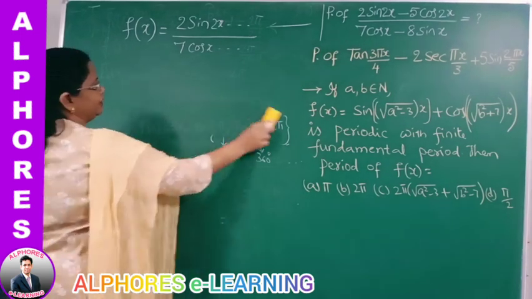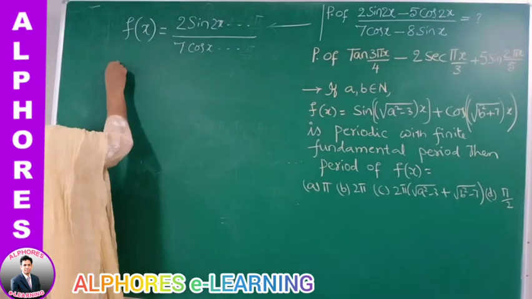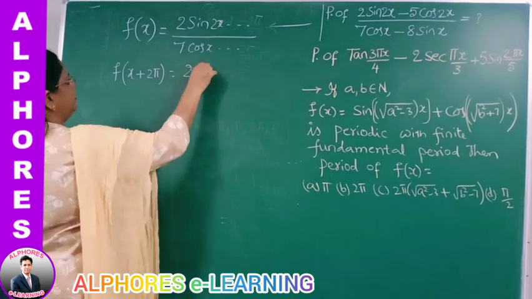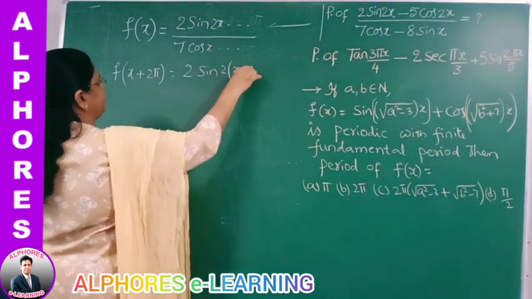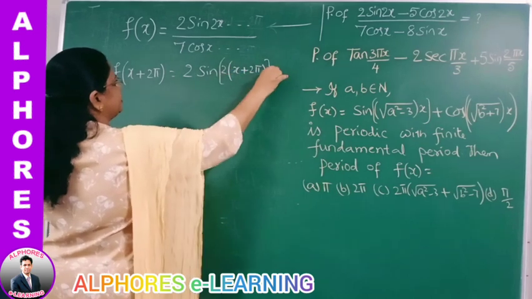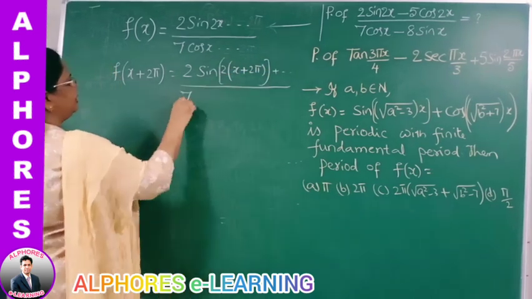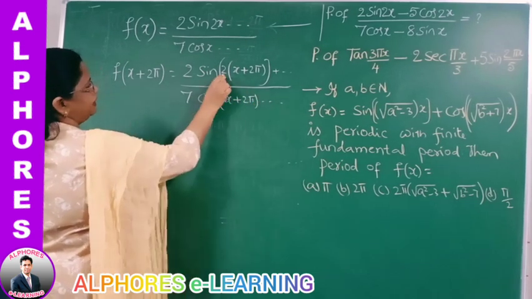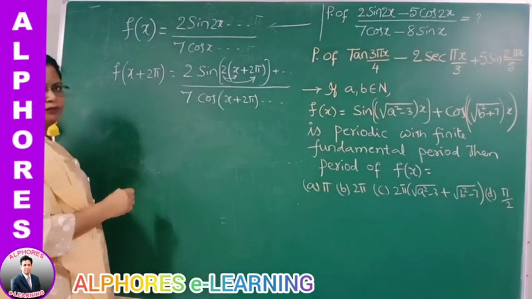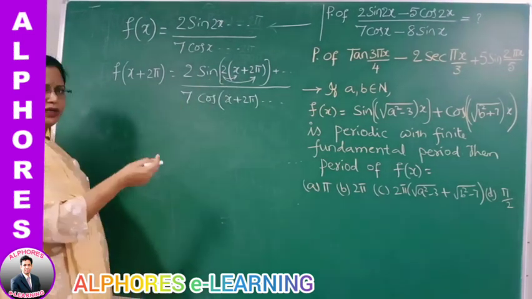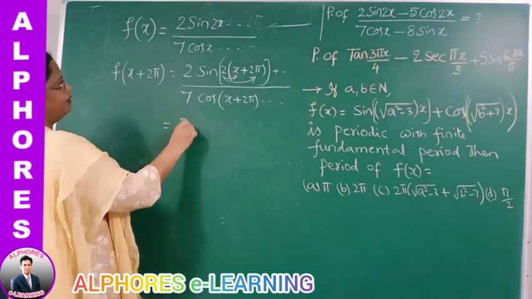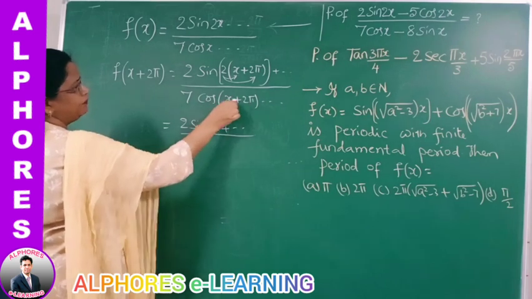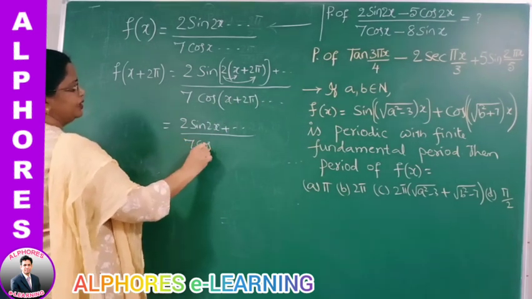That implies now if you replace x by x plus 2 pi, wherever x terms are there, then you will get the same answer again, right? In this way, wherever the x terms are there, replace them with x plus 2 pi. Now if you multiply this value, 2x plus 4 pi, it will again be in the first quadrant, so you will get the value as 2 sine 2x. And similarly, 2 pi plus x implies 7 cos x, etc.